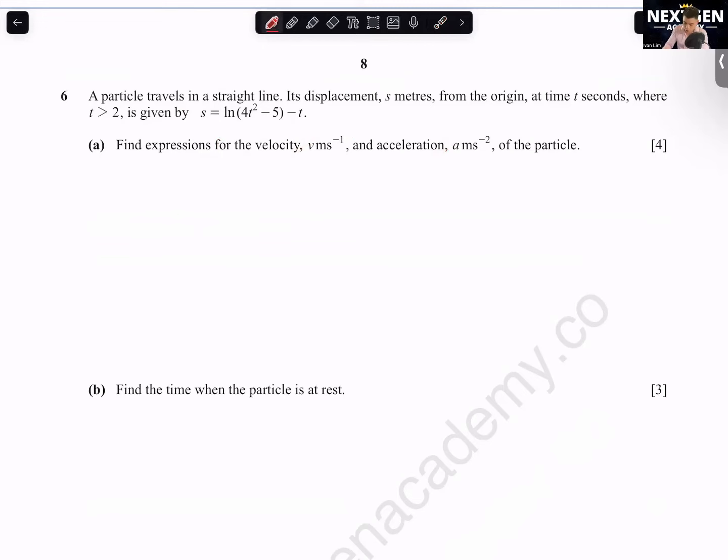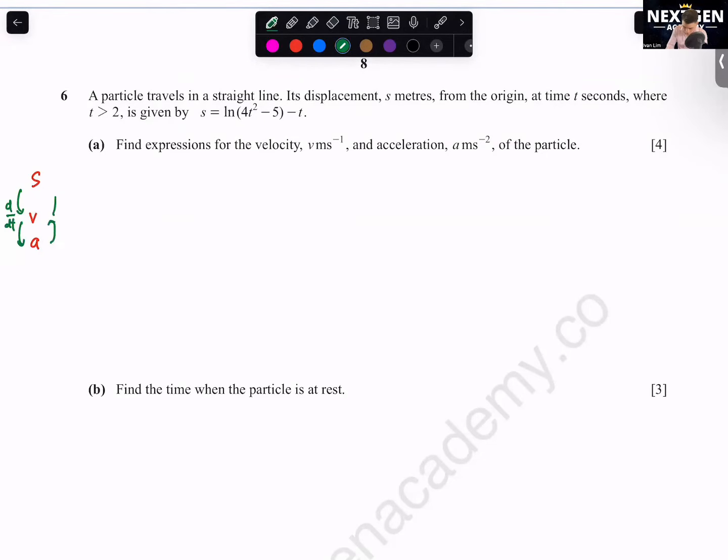Kinematics question. So they give us s, what's the relationship between s, v and a? S, v, a. Go down, you will differentiate. Go up, you will integrate. Given to us, s equals ln of 4t squared minus 5, minus t.